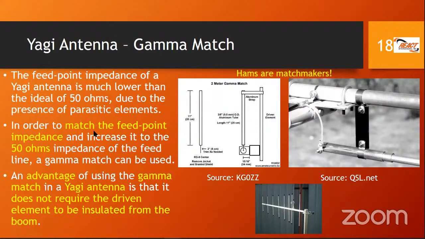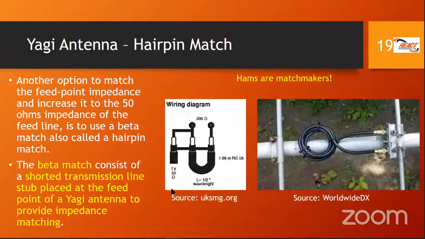But you just need to know that a gamma match is used to adjust the feed point from the less than 50 ohm it is by design. You add this gamma match and you can tune it such that it becomes 50 ohm at the feed point. Why? Hams are matchmakers. You're trying to match that 50 ohm of the feed line and of course the transmitter. Now, an advantage of using a gamma match for a Yagi is that it does not require the driven element, that's the main element here, to be insulated from the boom. You don't have to insulate it at all from the boom, and you need to know that for the exam because it's an exam question.